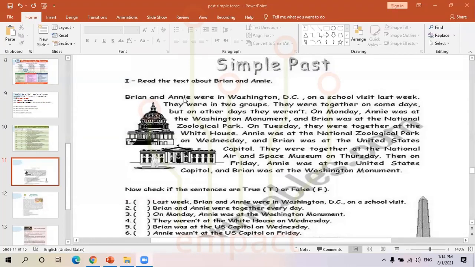Brian and Annie is in Washington, D.C. on a school visit last week. They were in two groups. They were together on some days, but on other day they weren't. On Monday, Annie was at the Washington Monument and Brian was at the National Zoological Park. On Tuesday, they were together at the White House. Sorry. It's okay. Thank you. Well done.